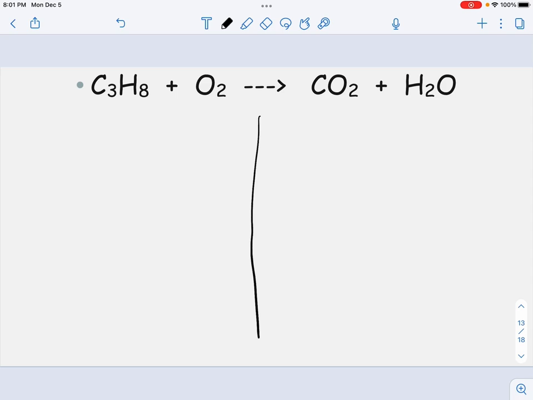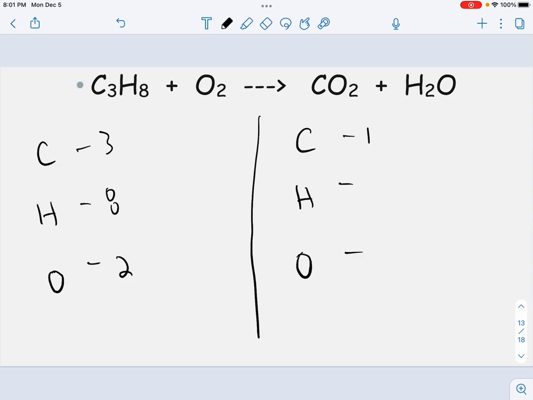This is a classical combustion equation, where we have a hydrocarbon plus oxygen. Apologies, a hydrocarbon. So let's write everything that we have. We have carbon, hydrogen, and oxygen. On the left-hand side, we have 3 carbons, 8 hydrogens, and 2 oxygens. On the right-hand side, we have 1 carbon, 2 hydrogens, and 3 oxygens. Nothing balances out.